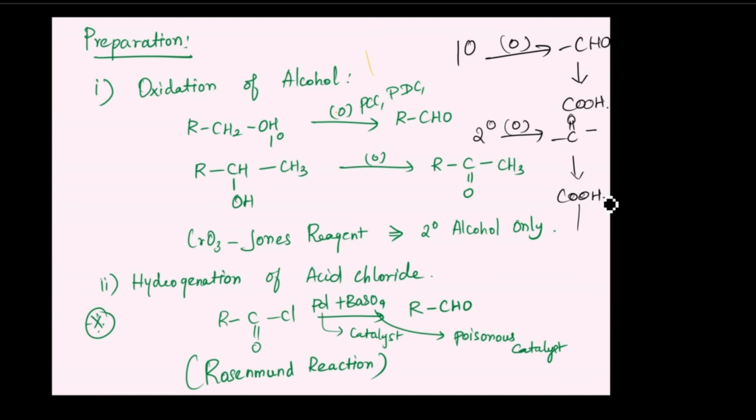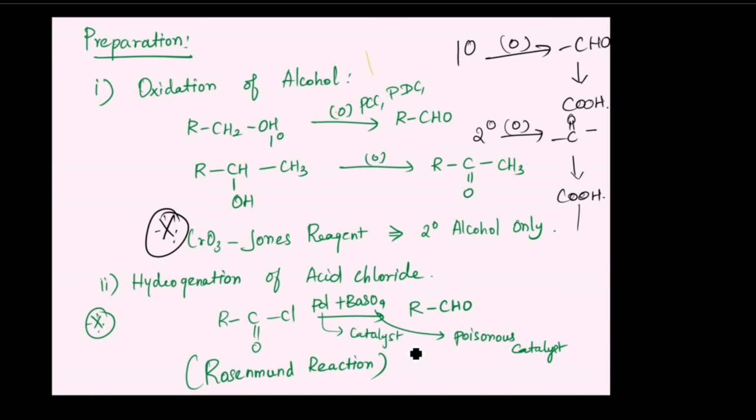You must know which are mild oxidizing agents and which are strong oxidizing agents. Mostly they will give the strong oxidizing agent as KMnO4 and K2Cr2O7, sometimes osmium oxide. This particular reagent, Jones reagent, is for the conversion of secondary alcohol to ketone only. In case of primary alcohol, that will immediately form COOH, carboxylic acid. So we are particularly taking this for secondary alcohol only.